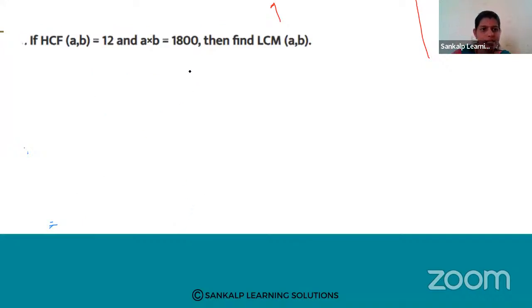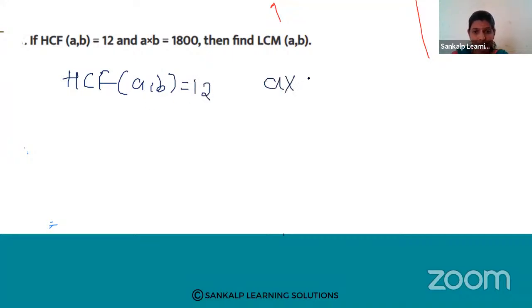Okay, so this is also the same. HCF of A and B is 12 and A into B is given directly, that is 1800, right? So we have to find out the LCM. We don't know the LCM of A and B.